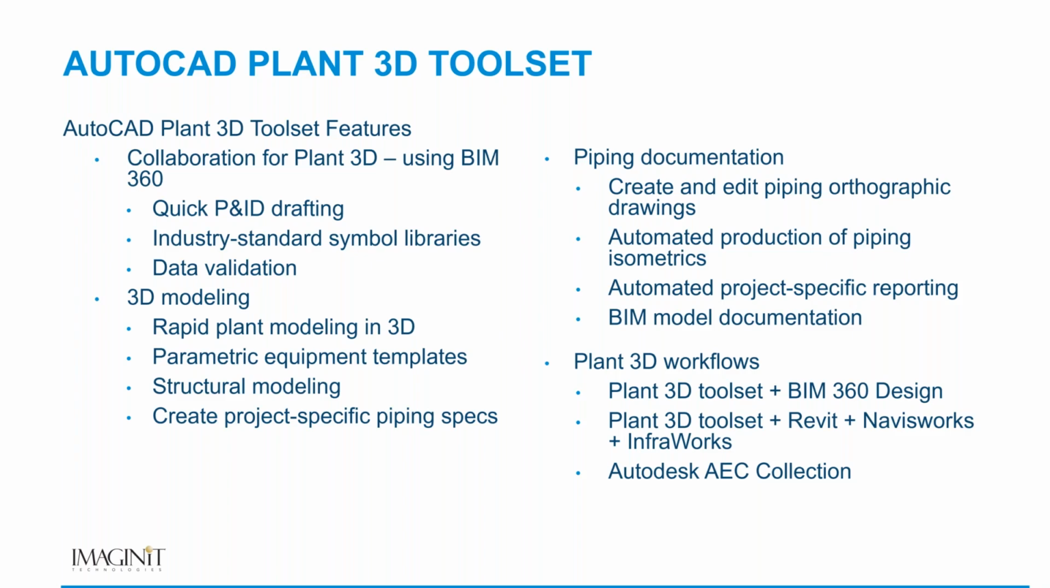Automated production of piping isometrics, automated project specific reporting, BIM model documentation. And then you've got your Plant 3D workflow. So you've got a Plant 3D toolset plus BIM 360 design workflow. You've got Plant 3D plus Revit plus Navisworks plus InfraWorks. That's a workflow. And then your whole Autodesk AEC collection is a workflow.